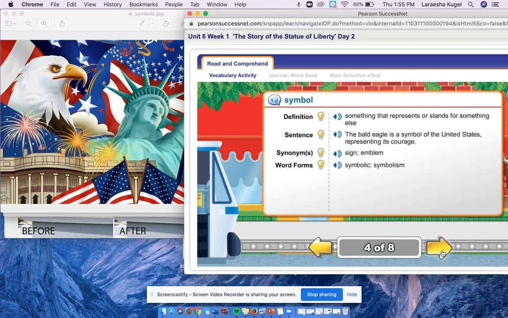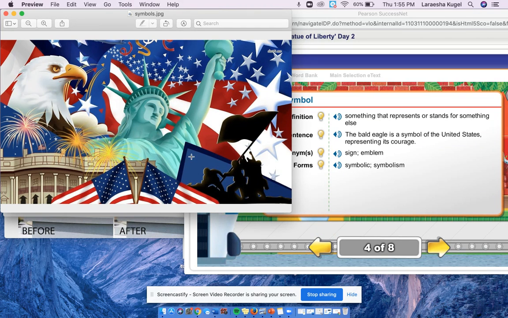The next word is symbol. A symbol is something that represents or stands for something else. Sentence would be, the bald eagle is a symbol of the United States, representing courage. Synonyms would be a sign or an emblem, and other forms used could be symbolic or symbolism.